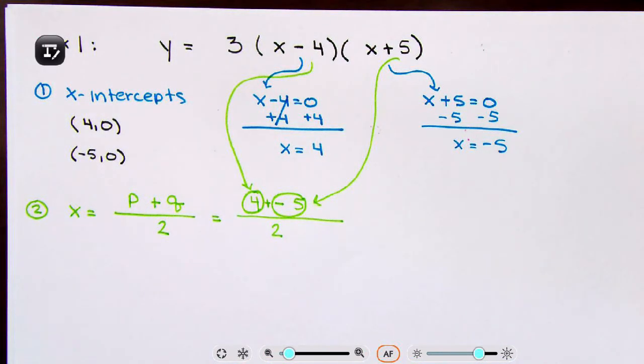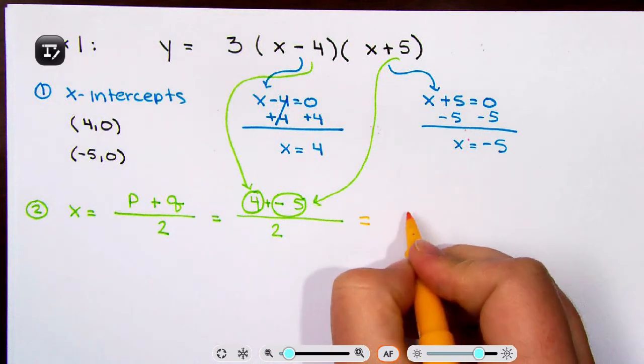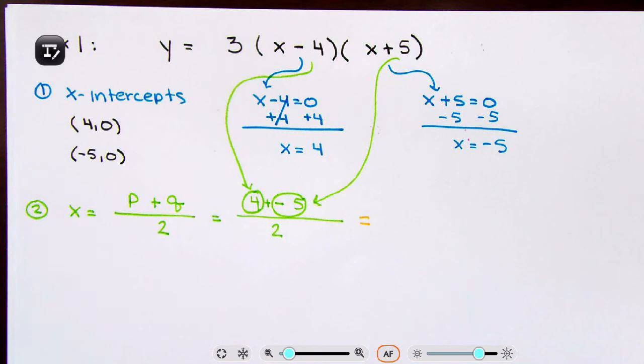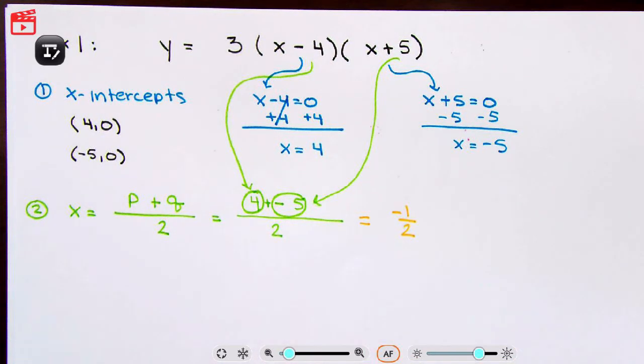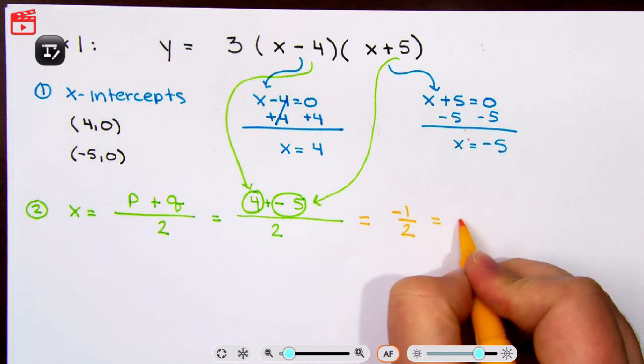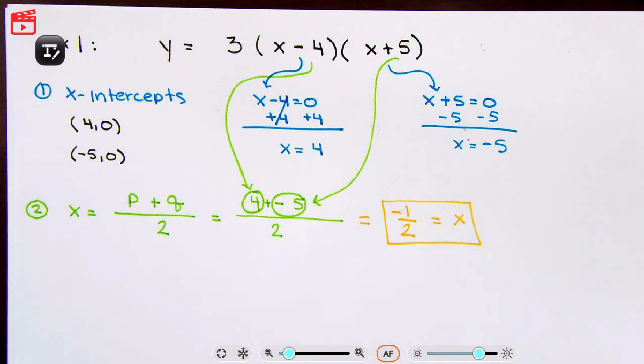Now this one doesn't look like it's going to give us a pretty number. That's okay. We can leave it as a fraction. Or actually, is it going to give us a fraction? I think it is. So we have 4 and negative 5. That gives us a negative 1. And we have divided by 2. So it gives us a fraction of negative 1/2. Again, that is okay. Fractions are also our friends.